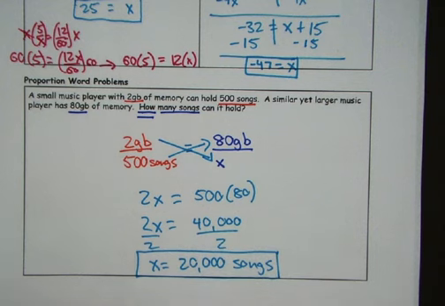So that's proportions. Proportions, just setting two ratios equal to each other. You can solve them using cross multiplication.